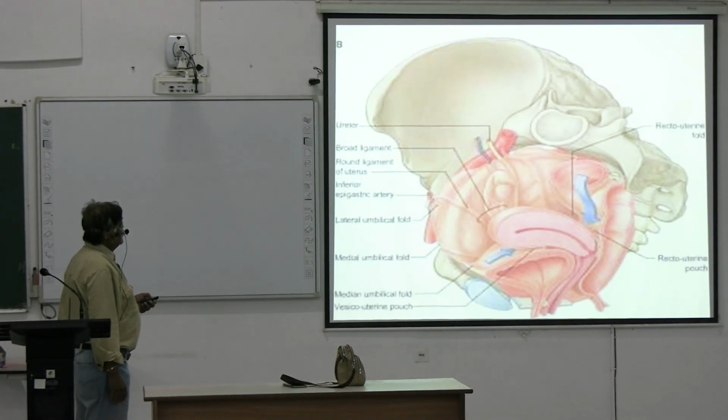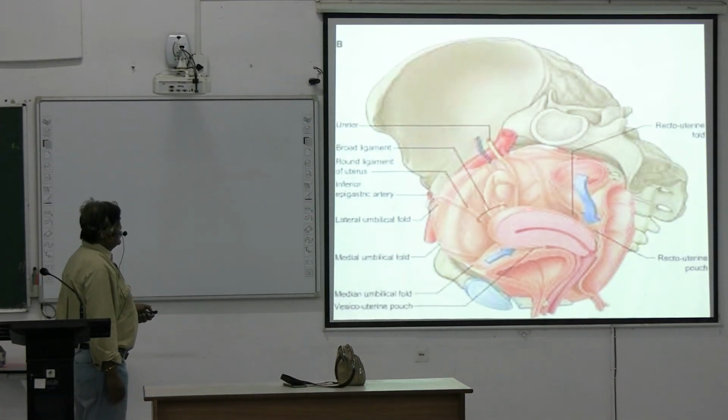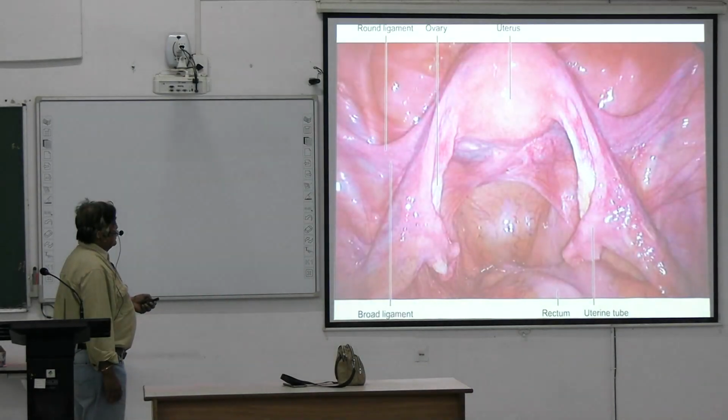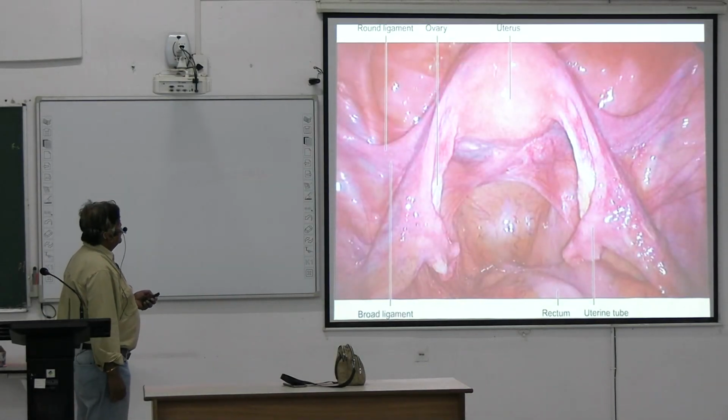Similar picture. Now see, this is the ureter. You see the relation with the uterus. Now this is a laparoscopic view showing the round ligament. Here is the round ligament. These are the ovaries here, fallopian tubes, and the uterus is here. The broad ligament. This is the broad ligament.